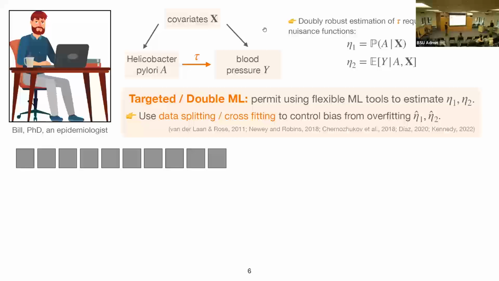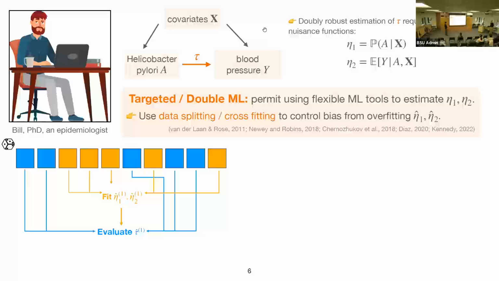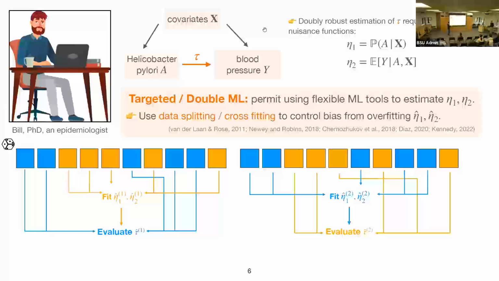So here's how that works. Imagine these are data that Bill collected. Now randomly divide them into the blue and the yellow. On the yellow, I run my machine learning algorithm to fit these two nuisance functions. And then I plug those fitted nuisance functions into the other sample to evaluate an estimator for this causal effect. I call that tau1 hat. Then to cross-fit, I basically swap the roles of the two samples by first fitting the nuisance functions on the blue, and then evaluating the statistic on the yellow. That gives me another estimator. I call that tau2 hat. Now, the double machine learning estimator is simply the arithmetic mean of tau1 hat and tau2 hat.